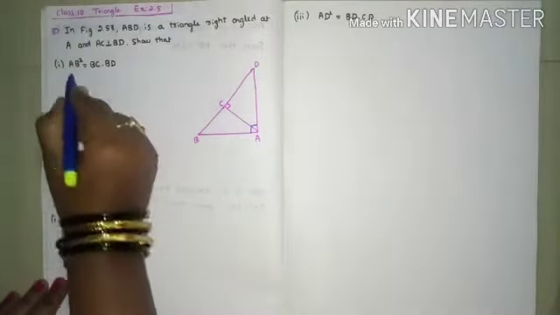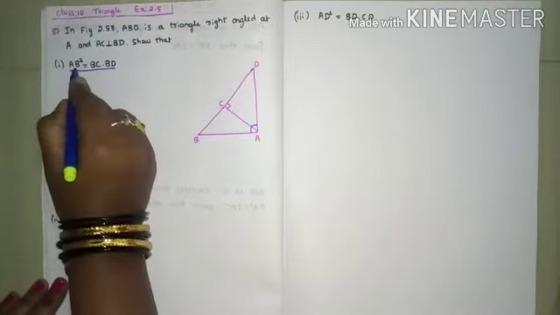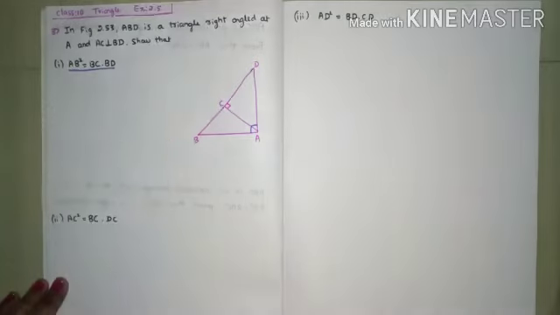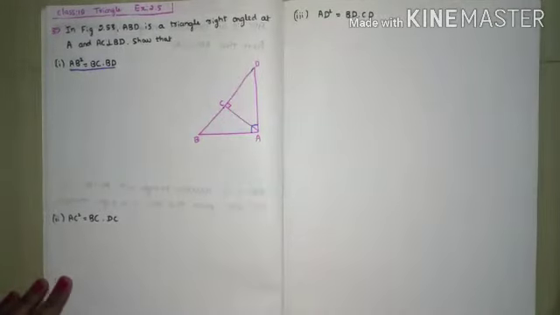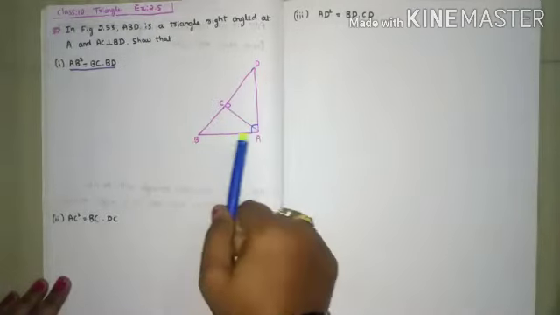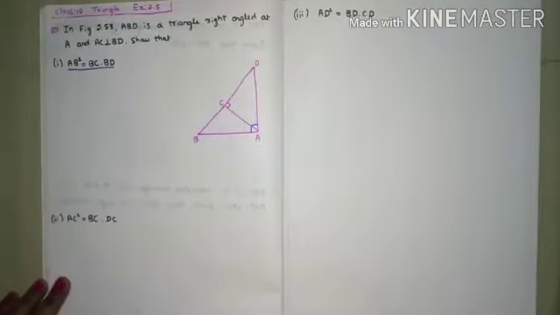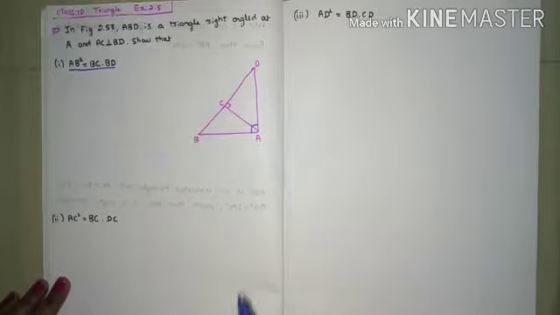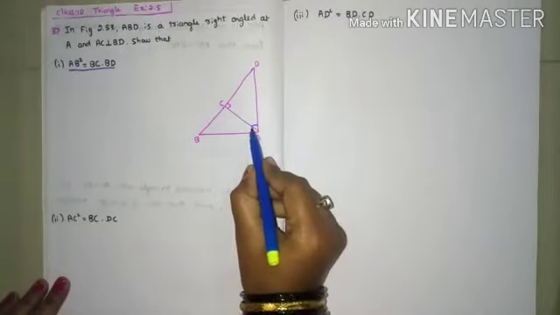First we will see the first result, what we have to prove: AB square equal to BC into BD. This diagram they only given. Just you observe this diagram. Here ABD is a triangle, here it is 90 degree.